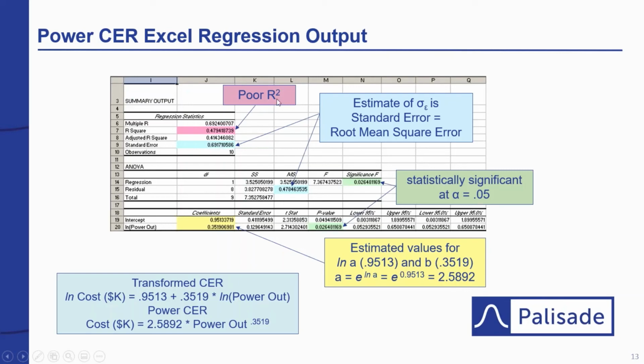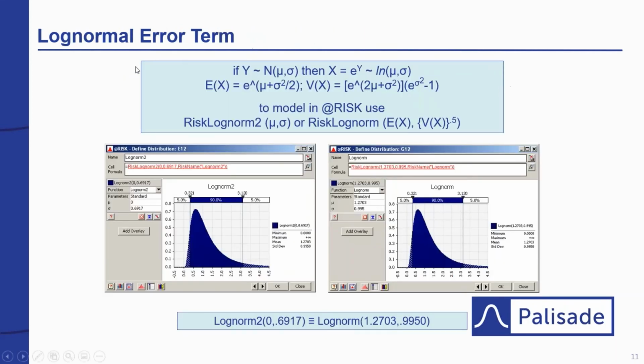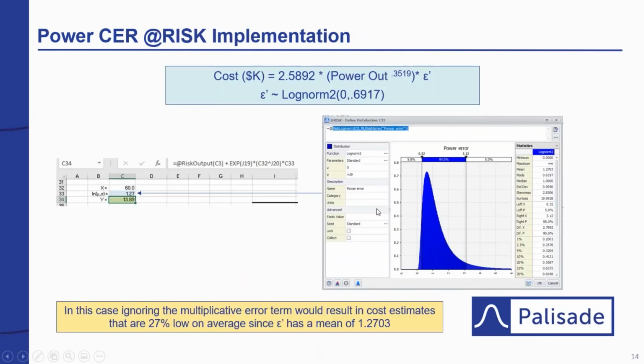If instead of using a 0 and a 0.6917, I had felt okay going through these equations up here on the top of this slide, then I could have used the LogNorm form and substituted in 1.27 and 0.995. Okay. I chose to go with LogNorm2.